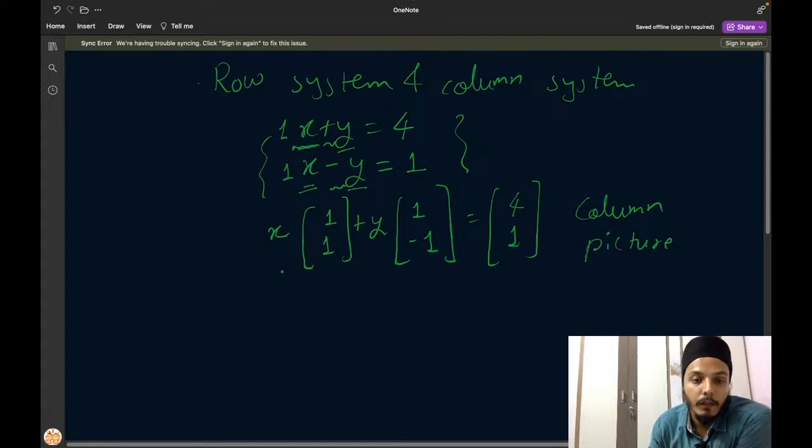As our dimensions get bigger, we generally use the column picture, because the row form would be x plus y plus z plus w and so on, and this will be a long equation. So generally we prefer the column picture as our dimensions get bigger.